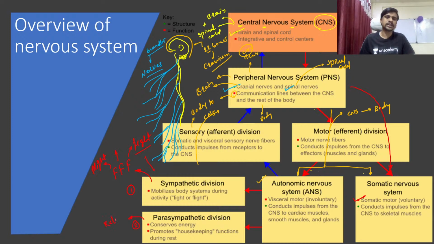you relax. Okay, so the function, if you see, is conserving energy and promoting housekeeping functions during rest. Housekeeping functions means the functions which are required for relaxation. So your respiratory system, your digestive system, peristalsis in the digestive system. So these types of systems are controlled by your parasympathetic nervous system.